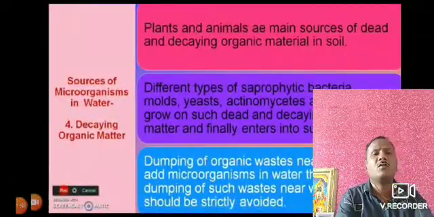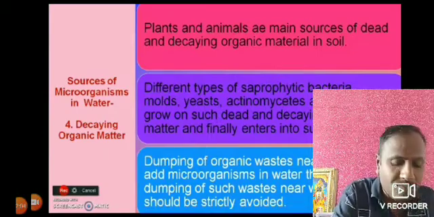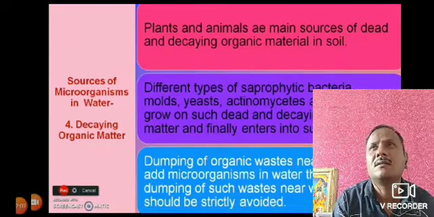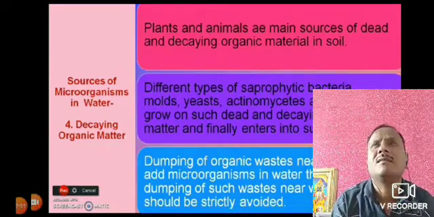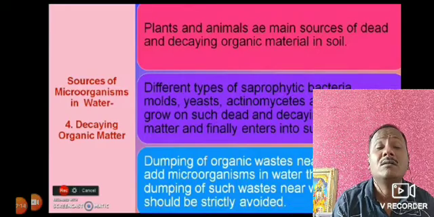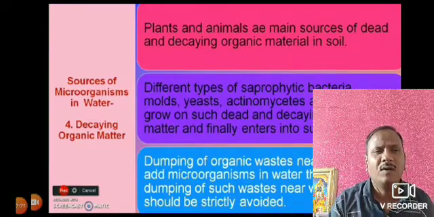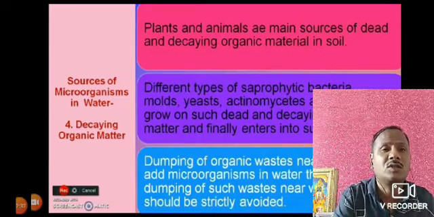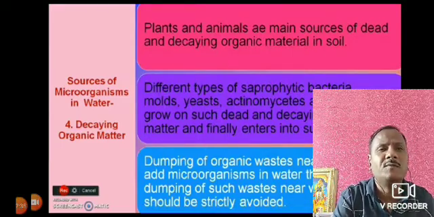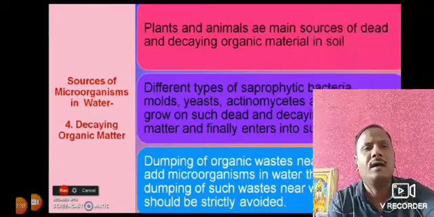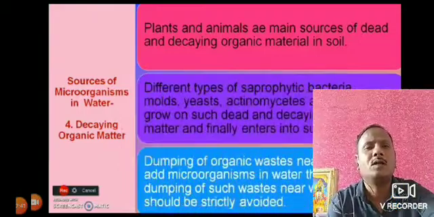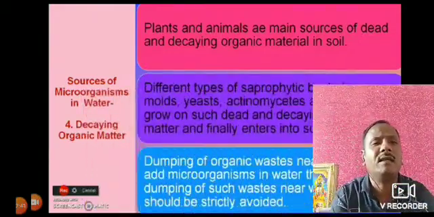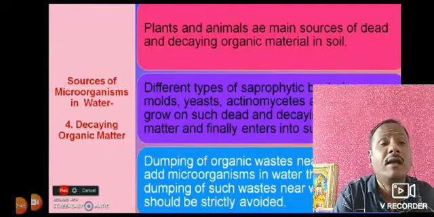The next source of microorganisms in water is decaying organic matter. Most of the plants, animals, or any other parts get mixed into the soils, and they are the source of dead and decaying organic matter in soils, because the leaves of plants and animals, after death, get mixed into the soil. Different types of saprophytic bacteria, molds, yeast, actinomycetes and protozoa grow on such dead and decaying organic matter, and finally enter into the soil and waters.